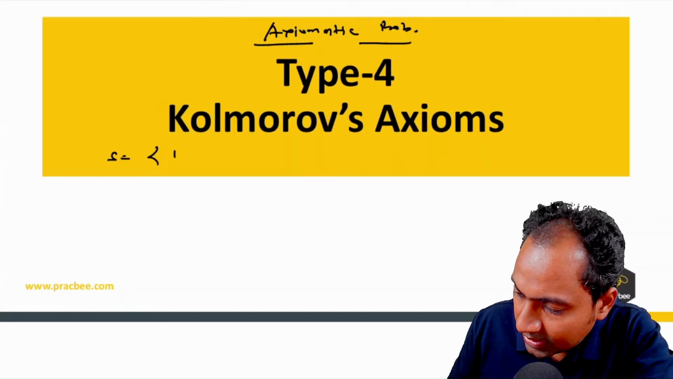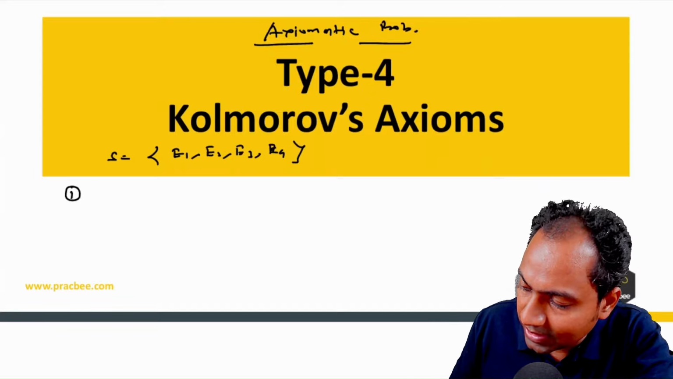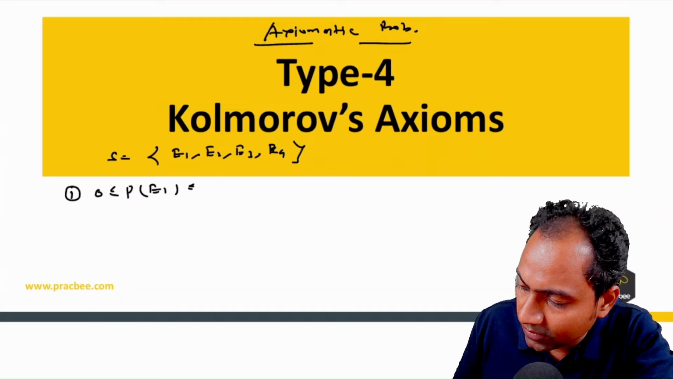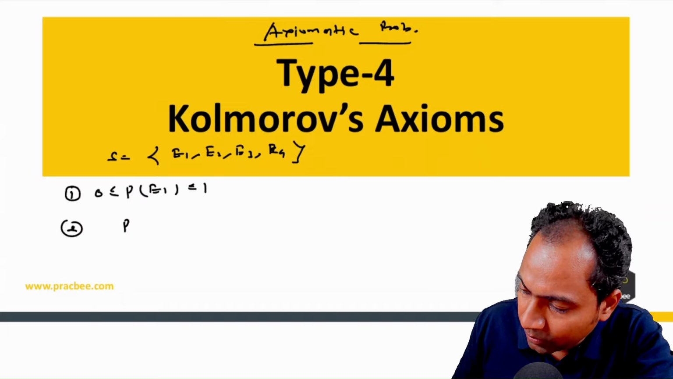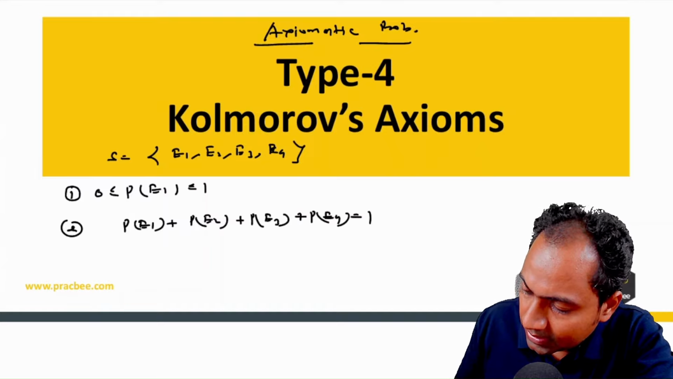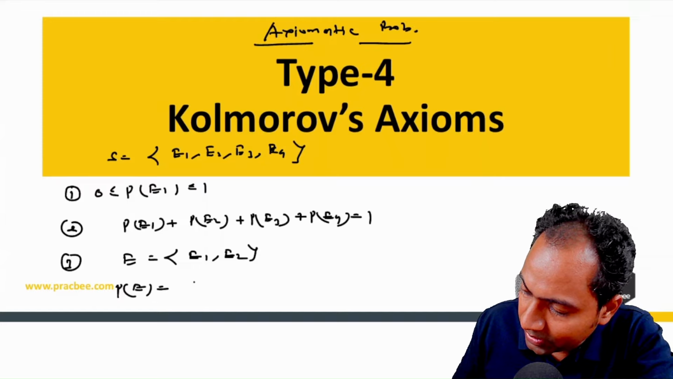has elements E1, E2, E3 and E4. He said that the first thing you need to understand is that if I take any one of these elements, the probability needs to lie between 0 and 1. Second, if I add the probabilities of all the elements present here, and this is from set theory, it should add up to 1. Third, if you want to calculate the probability of any event E, and let us say this event E has two elements E1 and E2, you can easily calculate this by adding the probabilities of E1 and E2.